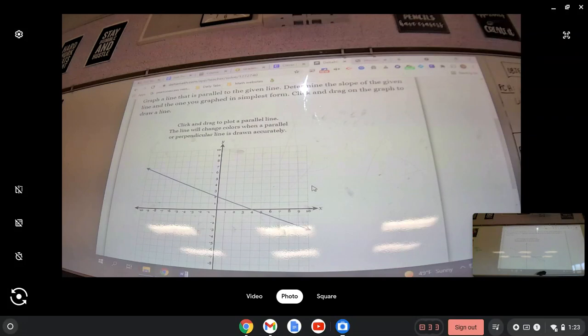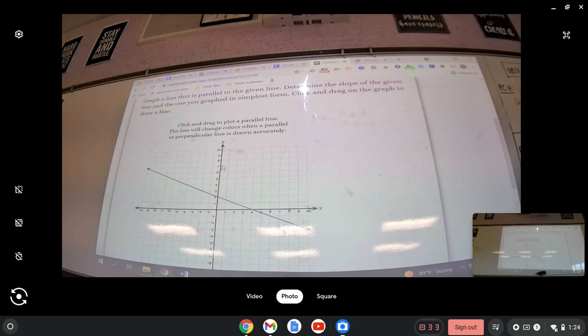Determine the slope of the given line. So you have to find the slope of the blue line, and then determine the slope of the one you graphed, in simplest form. So you have to find the slope of the blue and then the one you graphed and type it in. So guys, this is all you have to do.